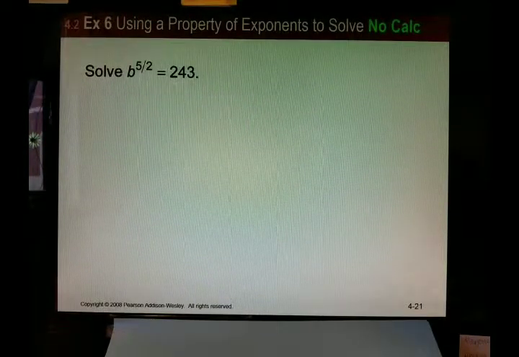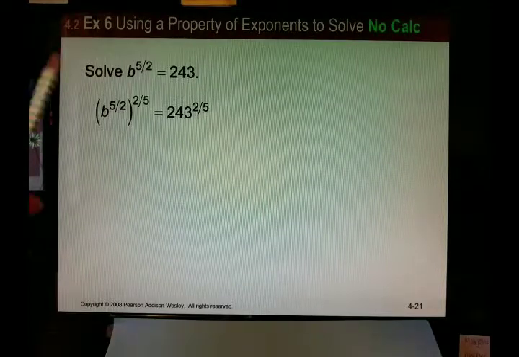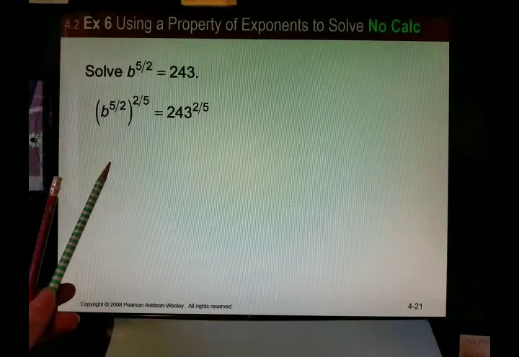So solving this one, b raised to a power. I need to get rid of that power. So to get rid of the power, I want to raise both sides to the 2/5. That means 2 over 5. So if I take the 5 over 2 and raise it to the 2 over 5, those two multiply to give me 1. That's why it's just b.